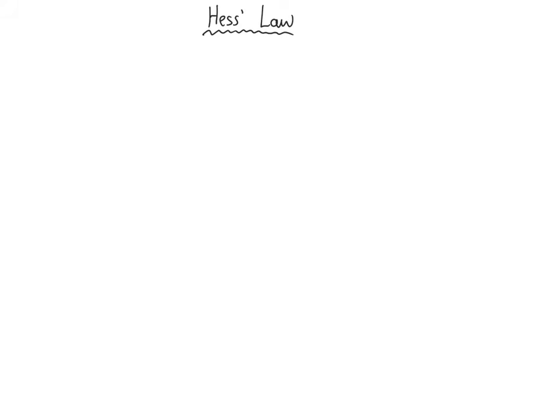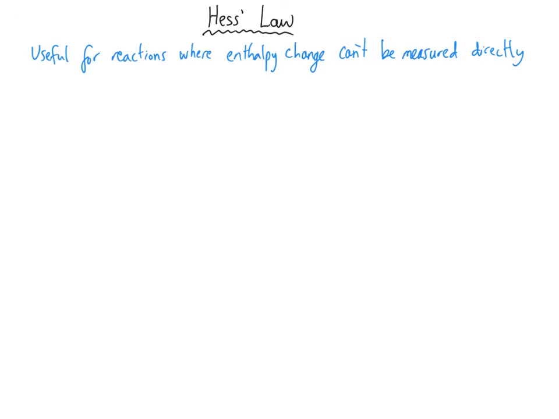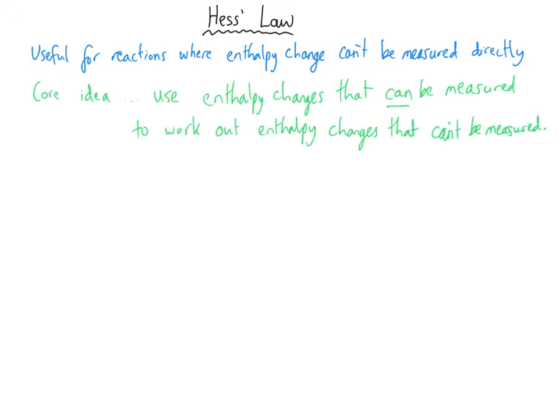We're going to move on now to look at something that is often referred to by my students as the hardest bit of the energetics topic, and that is Hess's Law, which leads into Hess's cycles. First of all, Hess's Law is useful because it allows us to calculate enthalpy change for some reactions that can't be measured directly, because it allows us to use a more indirect approach. And what we do is we use enthalpy changes that can be measured to work out other enthalpy changes that can't be measured.